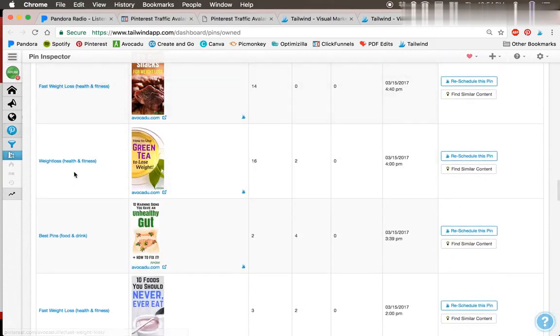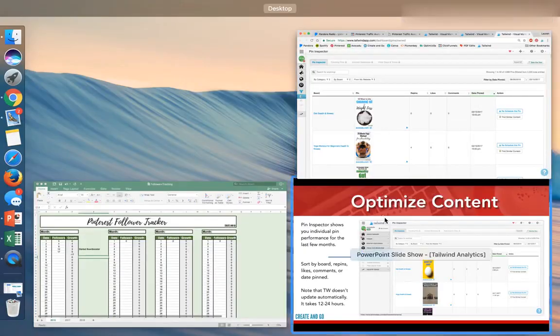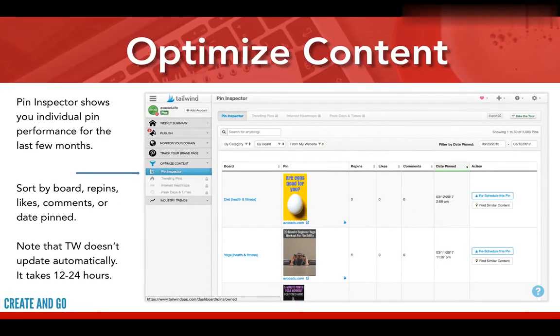And there are certain boards here. You can sort it by board as well, so you can see what's performing better on certain boards. And of course, you can also reschedule things over here as well. So that is the Pin Inspector, and I do recommend paying very close attention to that every few days just to see how your content is doing.